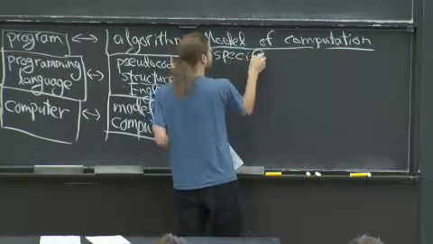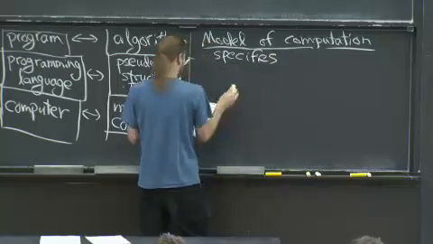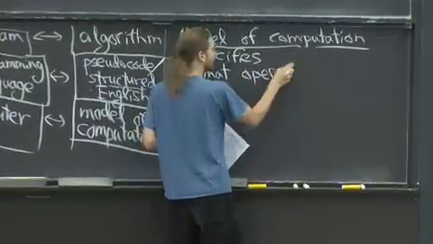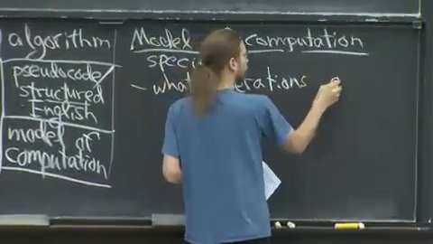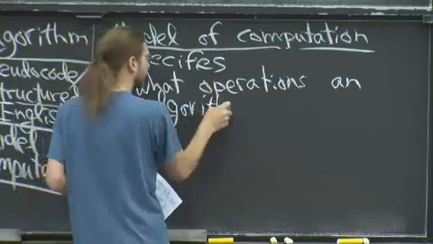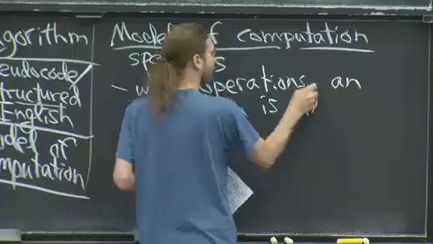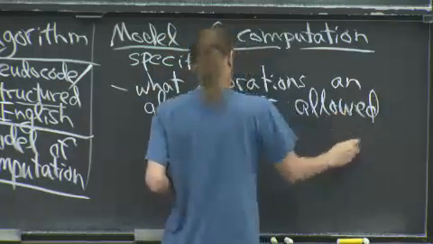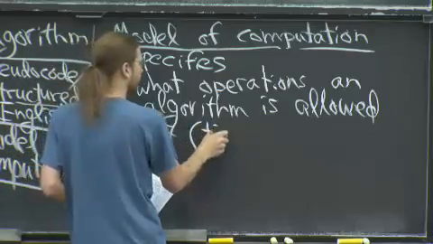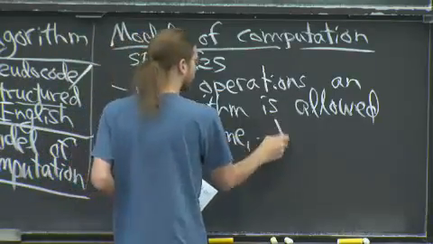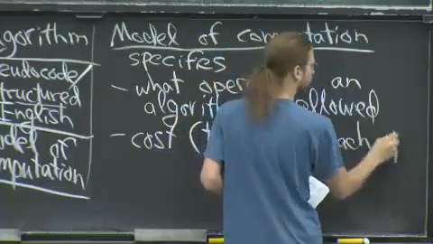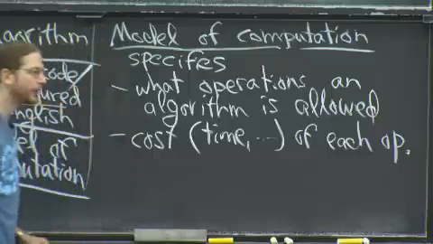Specifies basically what operations you can do in an algorithm and how much they cost. This is the "what is time." So for each operation, we're going to specify how much time it costs.